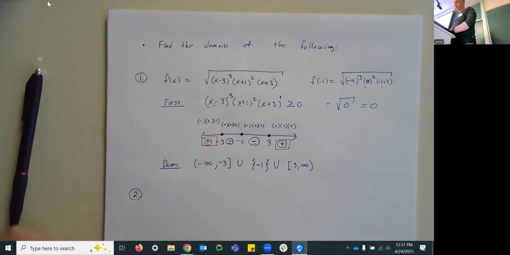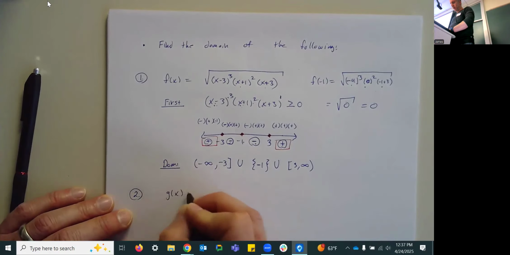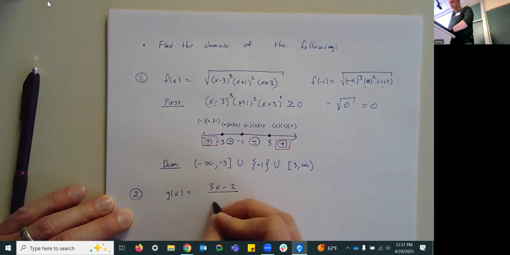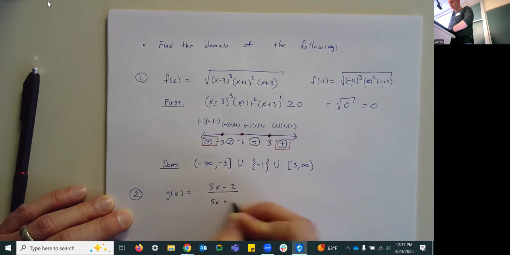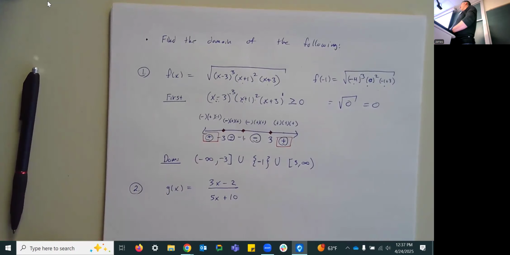Sure, let's find a little classic. So let's say our function is g of x equal to (3x minus 2) over (5x plus 10). And here we're going to find the domain and the range. And for this one, the domain should be relatively straightforward.